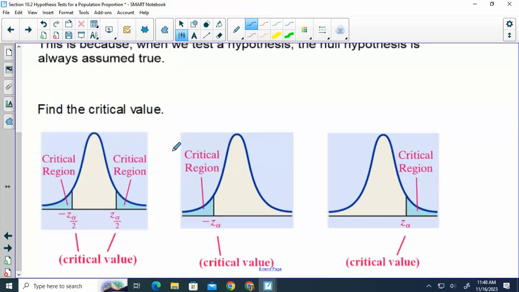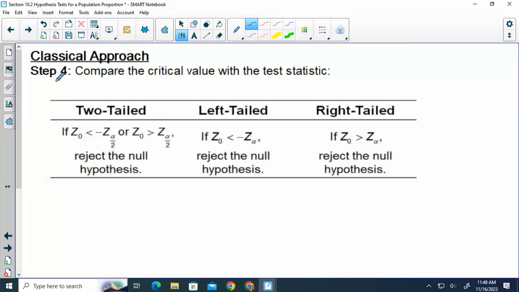Then, if you're doing the classical approach, you have to have the critical value, which is basically the number of standard deviations that would be acceptable. And you reject if you're outside that window. So then you compare and decide if you reject or not.